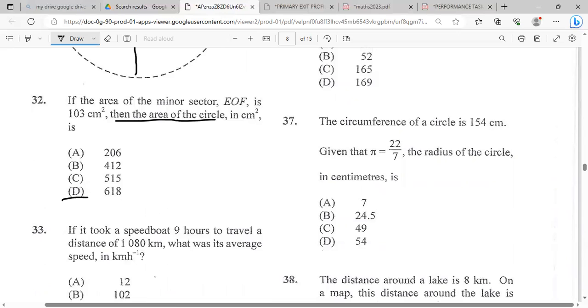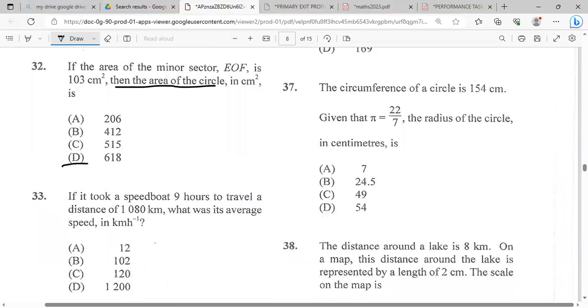If it took a speedboat 9 hours to travel a distance of 1,080 kilometers, what is the average speed? The average speed is the distance divided by the time taken, which is 9 hours. So 9 into 10 goes 1 time, leaving 1, and so on. So it's 120 kilometers per hour. So that would be C.